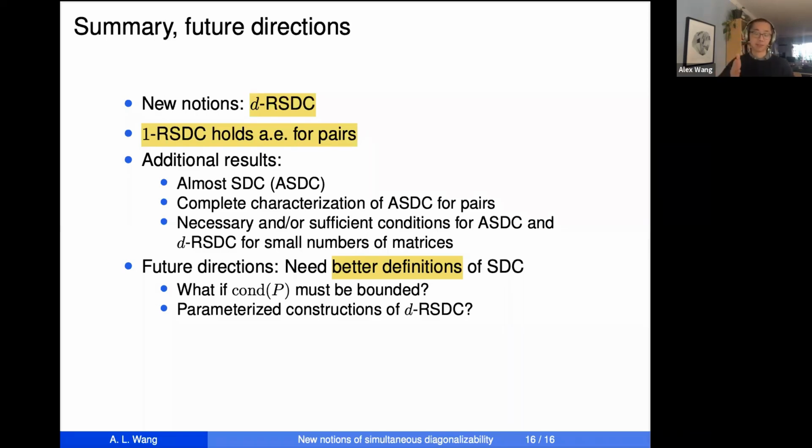Unfortunately, we don't have constructions between 1, 2, and n. So it might be interesting to ask whether you can find parameterized constructions that work for any number d between 1, 2, and n. I think this would be interesting because once you have such a parameterized family of constructions, then you can begin asking questions such as, what is the optimal trade-off between condition number and dimension?